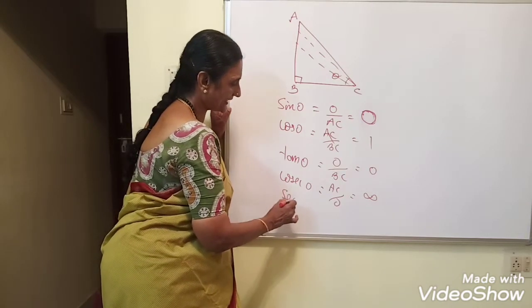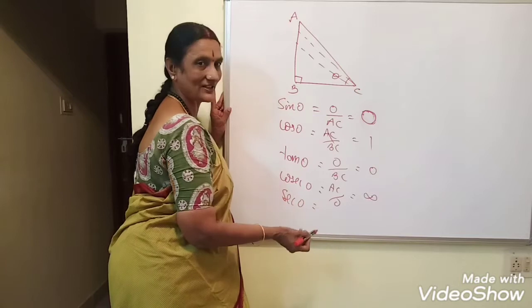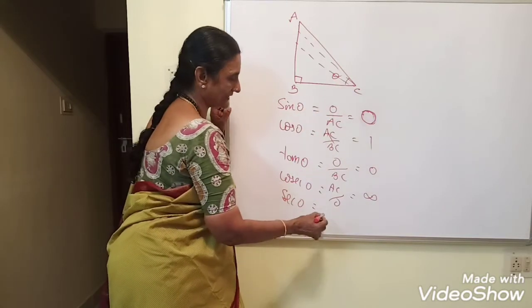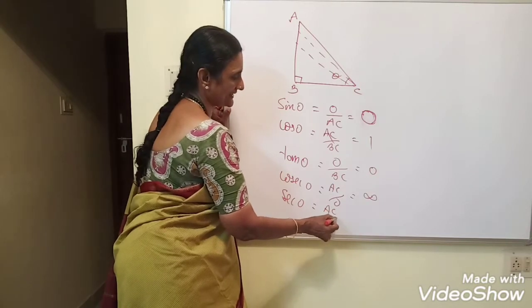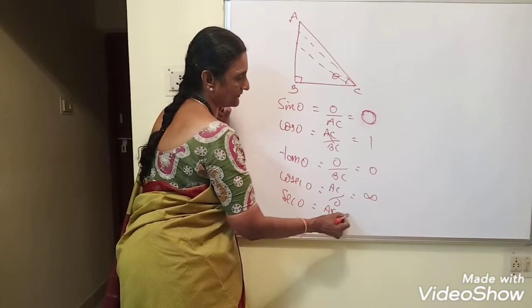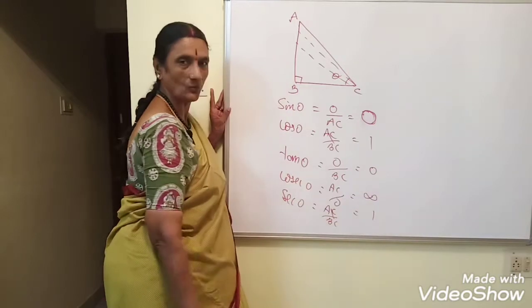Now what about secant of 0? Secant 0 is hypotenuse divided by the adjacent. Hypotenuse being AC and the adjacent is BC. Almost they are the same value. So we get the value 1.